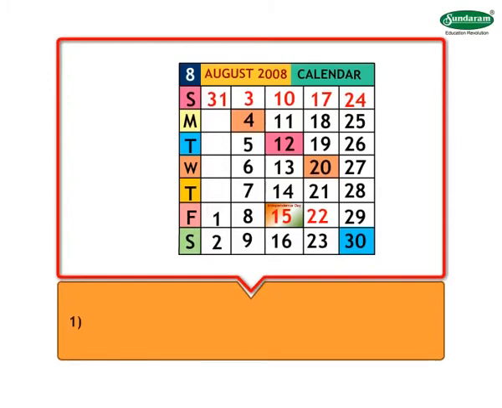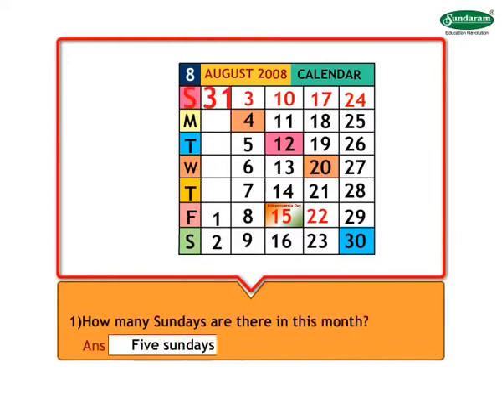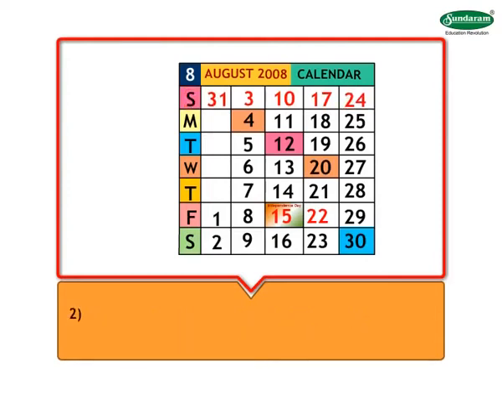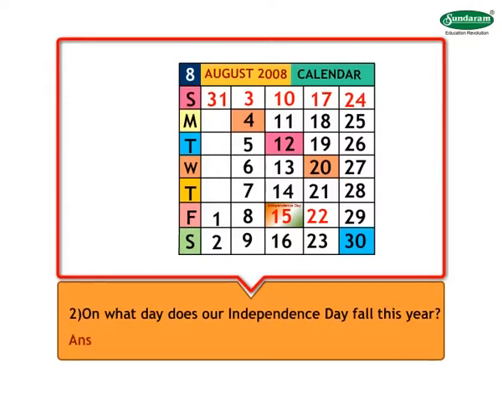1. How many Sundays are there in this month? There are 5 Sundays in this month. 2. On what day does our Independence Day fall this year? We all know our Independence Day is on 15th August. So, our Independence Day falls on Friday.